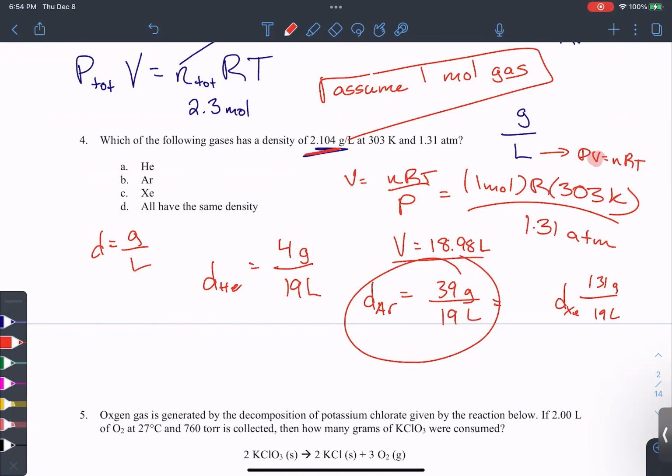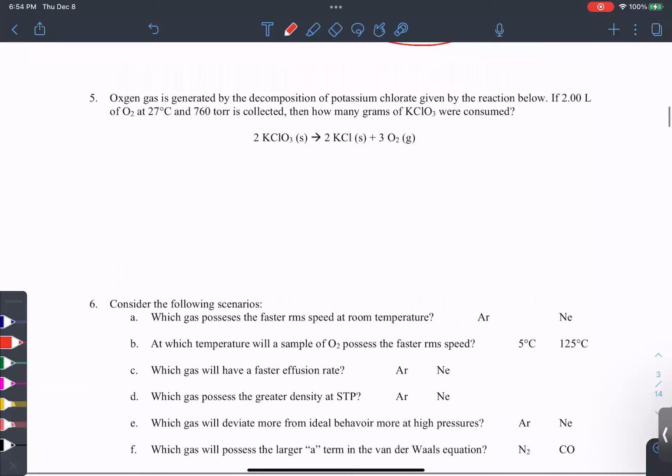So let's keep going. Okay, 5. Oxygen gas is generated in a decomposition reaction. This question number 5 combines stoichiometry from chapter 3, but with gases now. Remember in stoichiometry, in order to use a balanced chemical reaction, we had to be in the unit of moles, right? 3 moles of oxygen requires 2 moles of the potassium, what is that, chlorate?